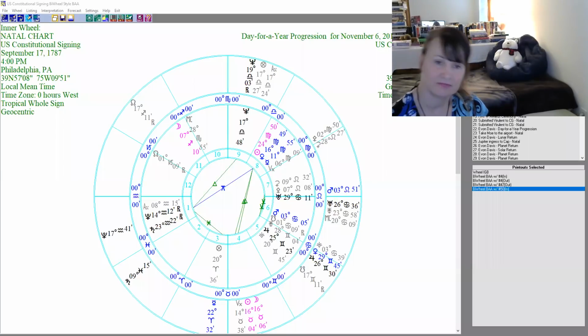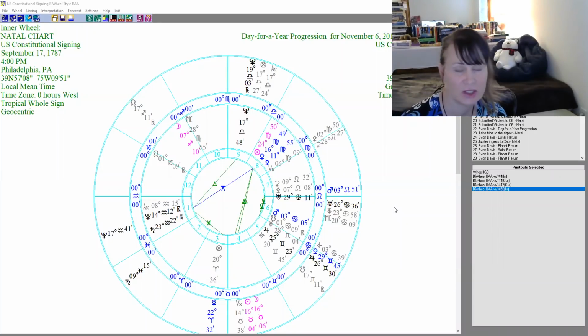All right, so the chart that I'm going to look at today is the progress chart of the U.S. constitutional signing. So I'm going to go ahead and bring that up now. All right, okay, so this is the chart that we're going to be looking at today. So let me explain what this means.